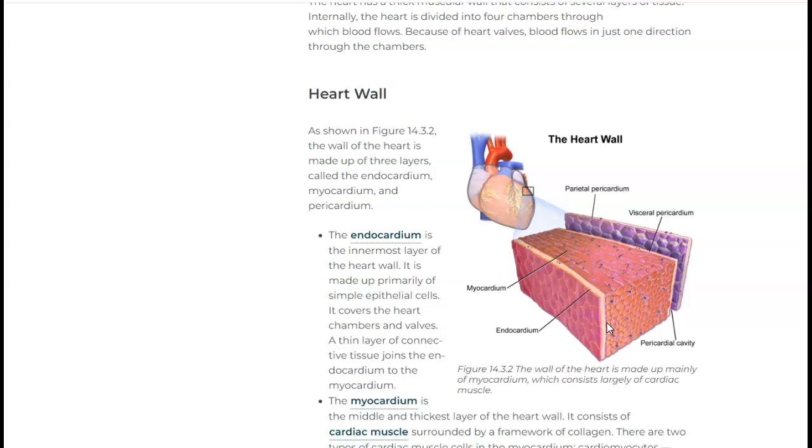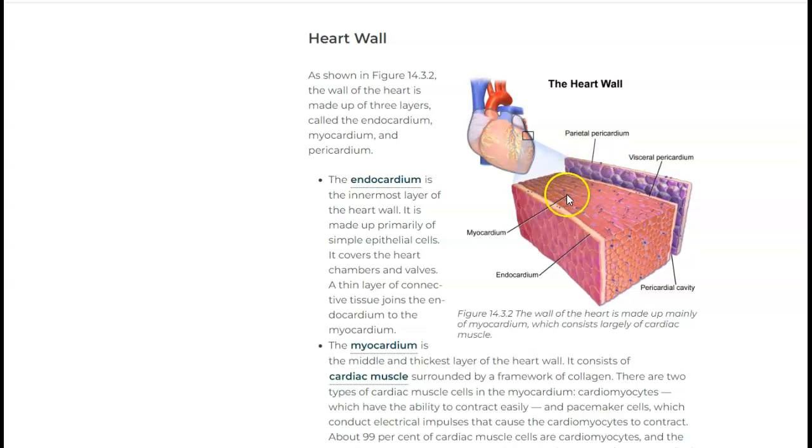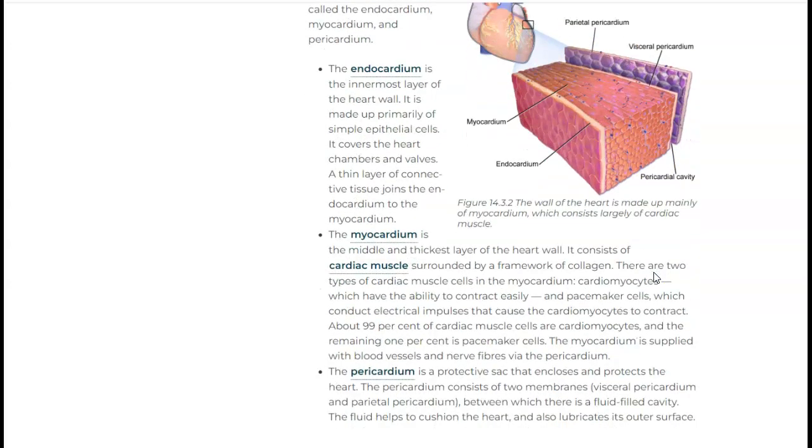It is smooth endothelial cells. That's endocardium. Then you have the myocardium, and myo means muscle. So the myocardium is the muscle layer in the middle. Then the outside or around is peri. Peri means around, and it's the pericardium that is around the heart. Okay? Good.